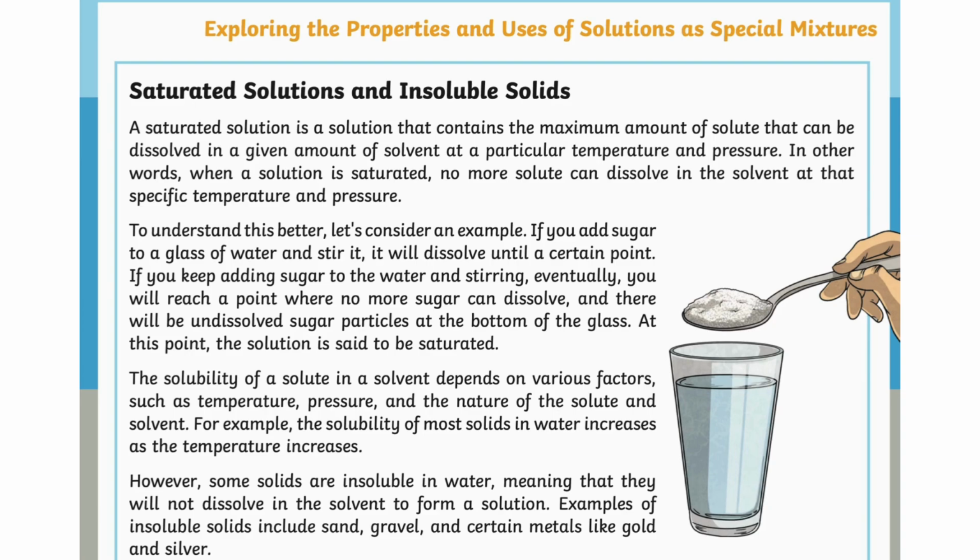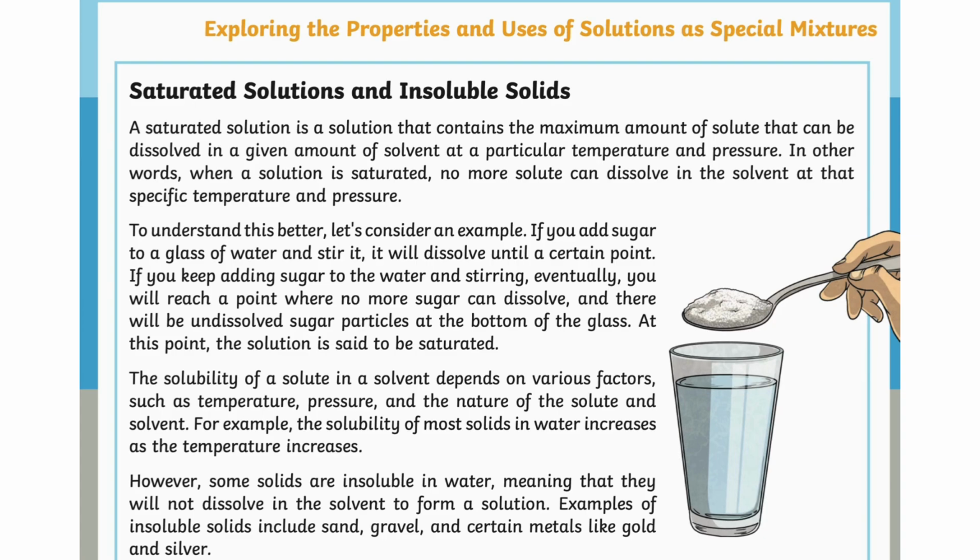If you add sugar to a glass of water and stir it, it will dissolve until a certain point. If you keep adding sugar to the water and stirring, eventually you will reach a point where no more sugar can dissolve, and there will be undissolved sugar particles at the bottom of the glass. At this point, the solution is said to be saturated.